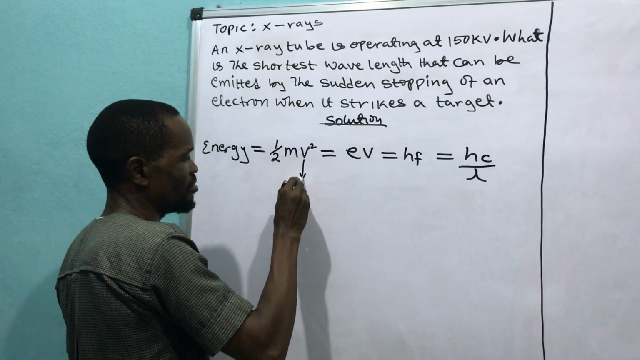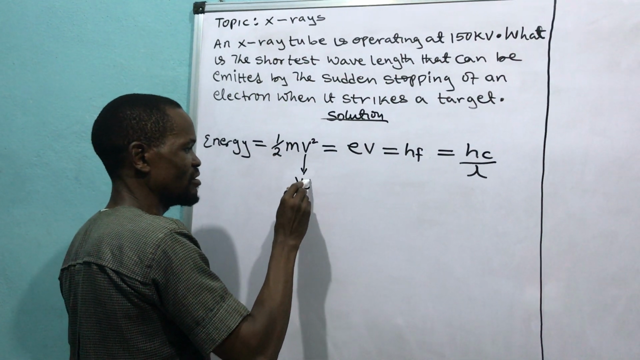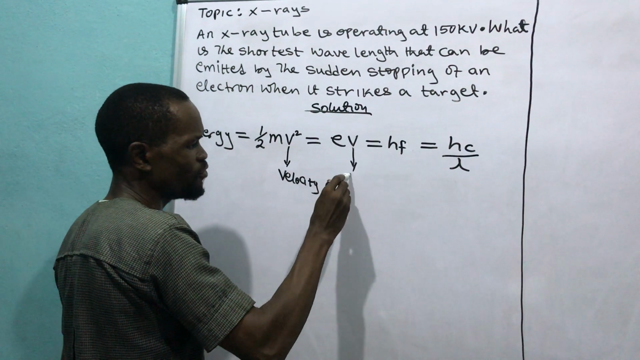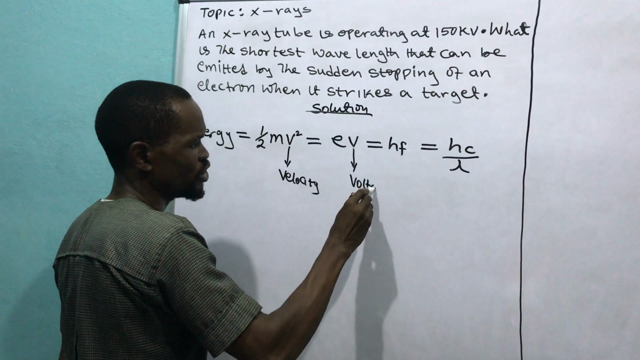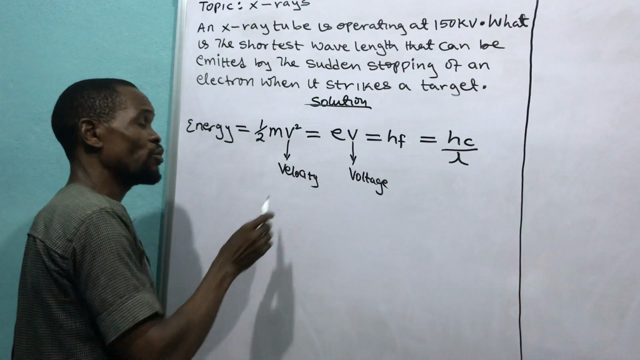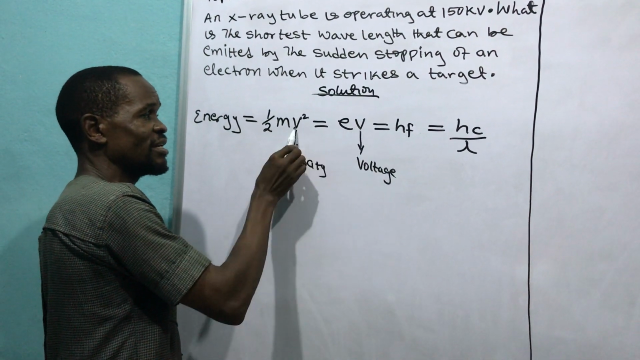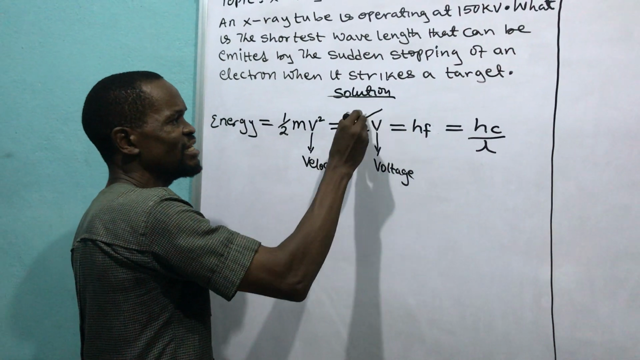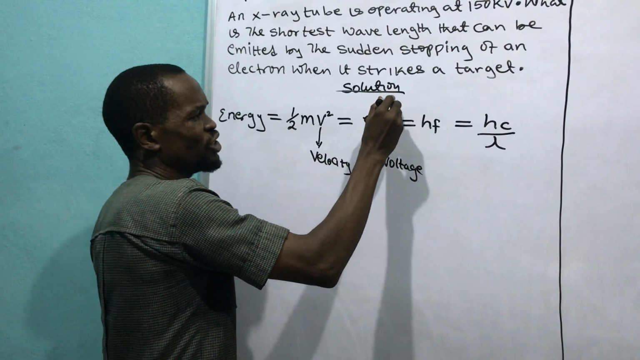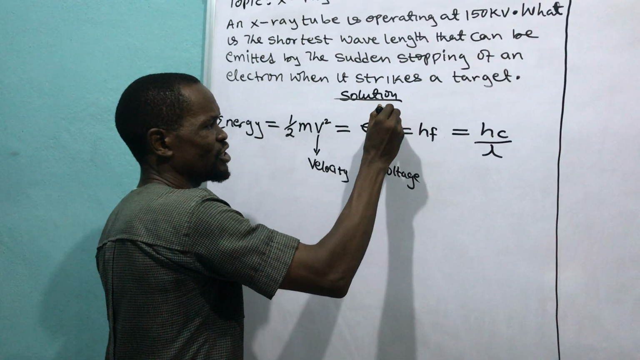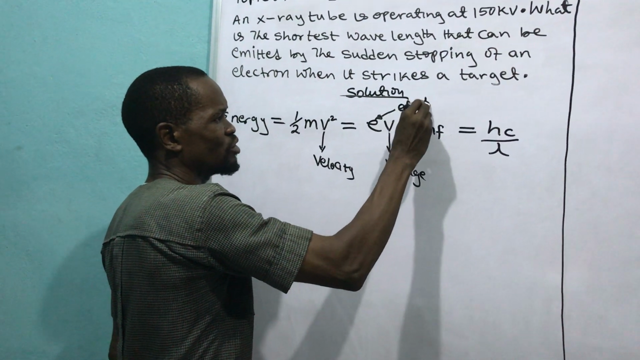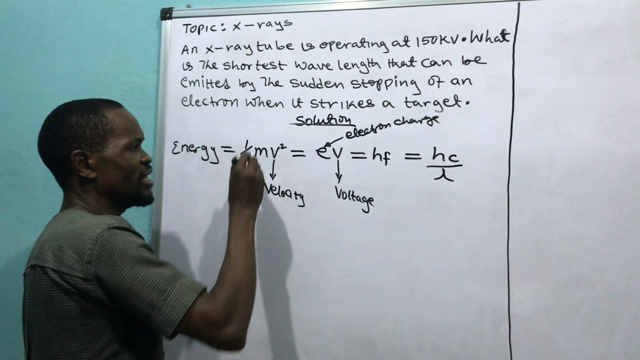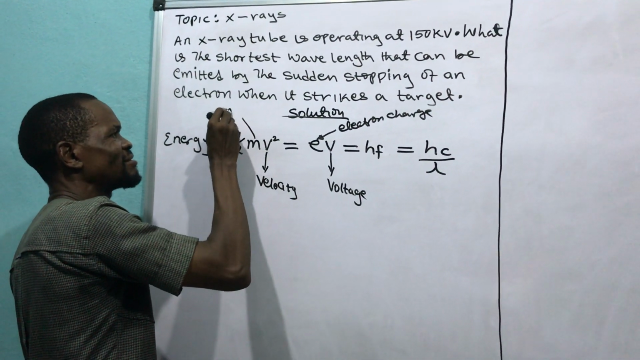This v is velocity. Why is this one voltage? So that you will not confuse yourself with this and this. This one is velocity. This one is voltage. And this one is the charge of the electron. That's electron charge. Then this m is the mass.